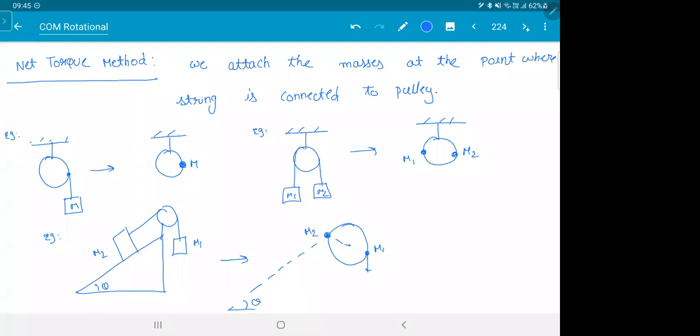So it doesn't matter how you connect it. Any angle you want to keep, you keep it. Wherever the string is touching the pulley, take the mass and put it there, stick it there. Then I'll show you what to do. Put it on this page. So this is the first thing that you should know in this method.